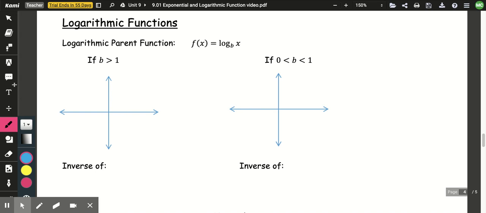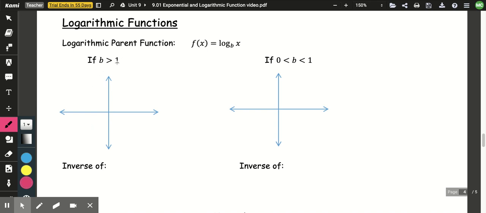Okay, so now we're on to logarithmic functions. The logarithmic parent function is f of x equals log base b of x, which is very different from anything that you've seen before. What we're going to look at today is really just the shape of the graph and the relationship that it has with the exponential function, which is why we're studying them together.